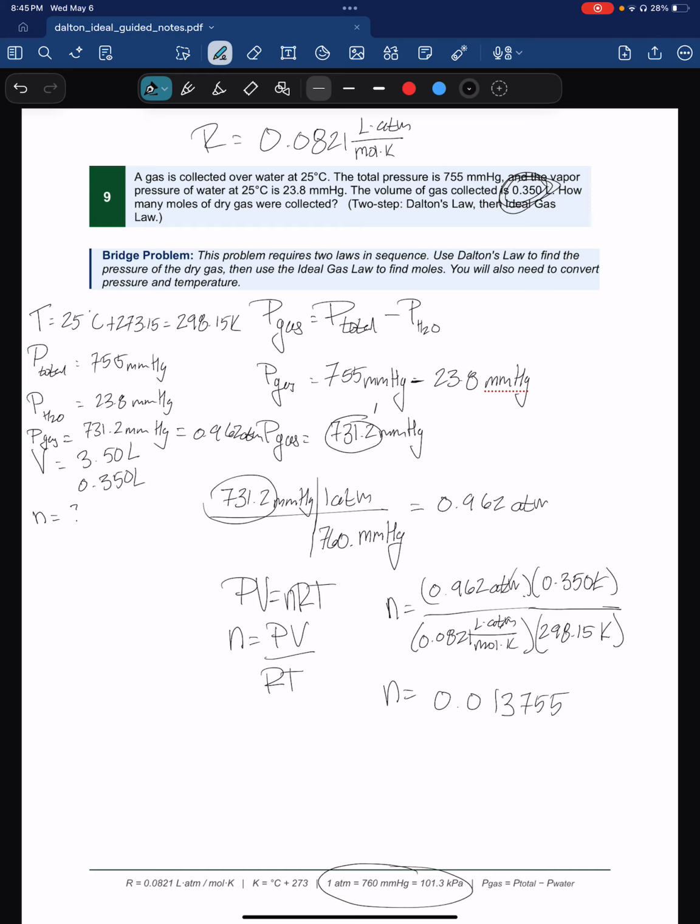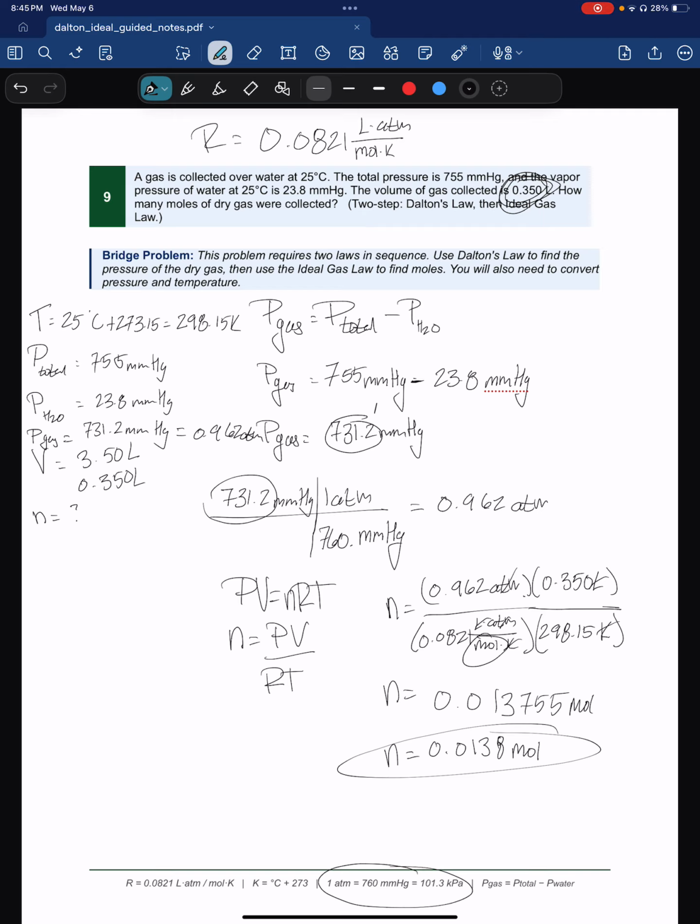Atmospheres cancel with atmospheres, liters with liters, Kelvin with Kelvin. We're left with moles. And we'll take significant figures. Of course, there's 3 sig figs, 0.0138 moles. Nice. Wow, that was a pretty complicated problem. But if that's the most complicated kind of problem that you'll see, that's not too bad, right?